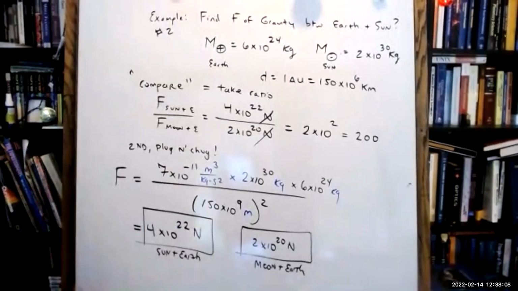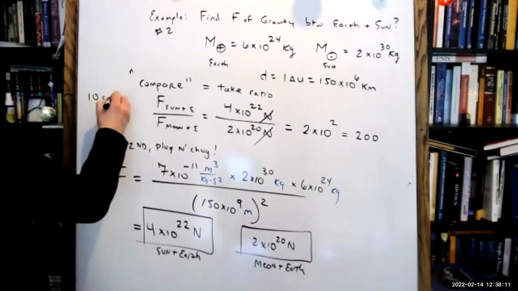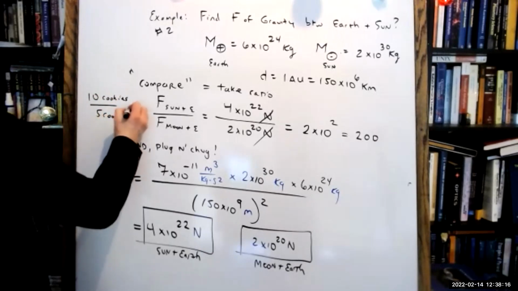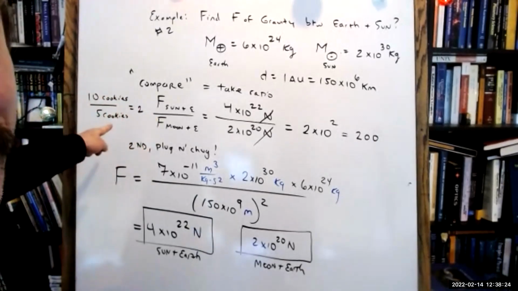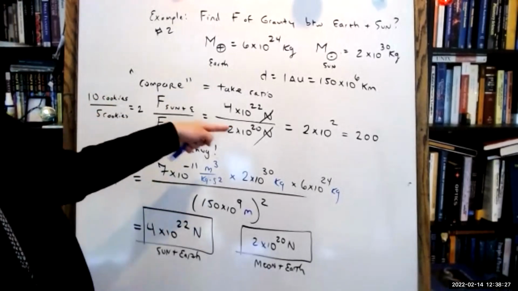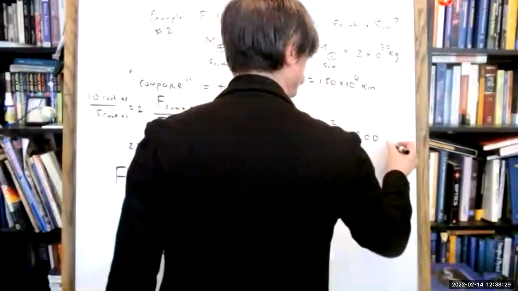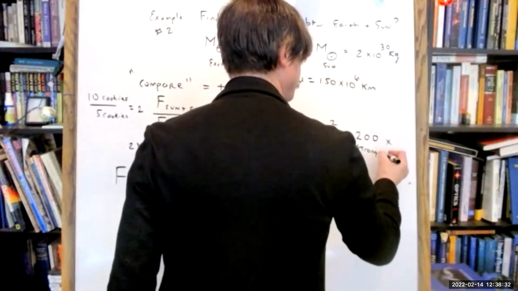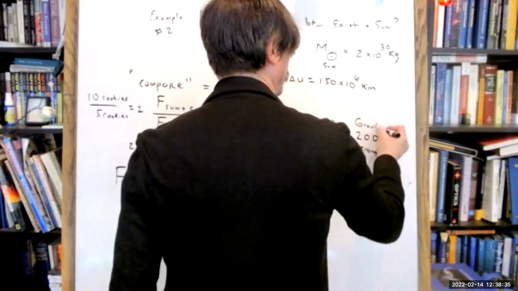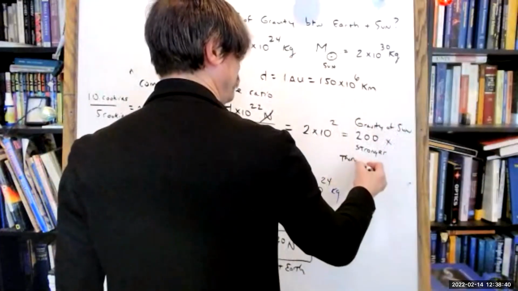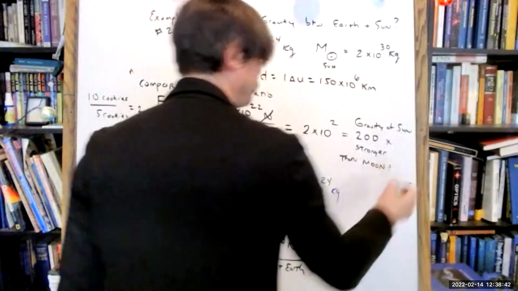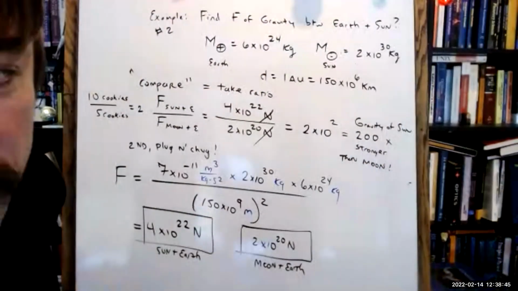For instance, if you have 10 cookies and I have 5 cookies, and we compare cookies, 10 divided by 5 is 2. But that doesn't mean 2 cookies. That means you have 2 times more cookies than me, right? So this divided by that means 200 times stronger. So in other words, the gravity of the sun is 200 times stronger than the gravity of the moon, right? That's what that means.